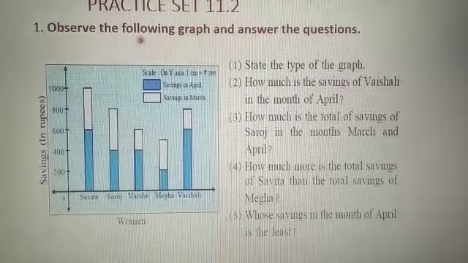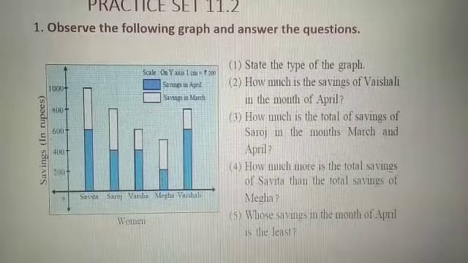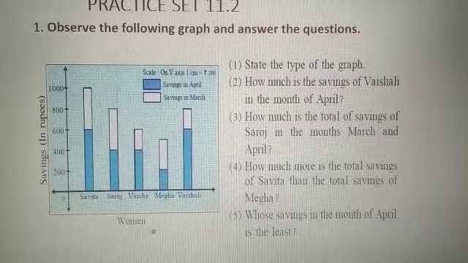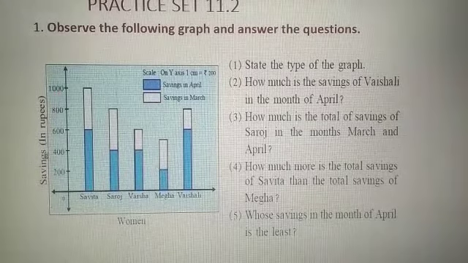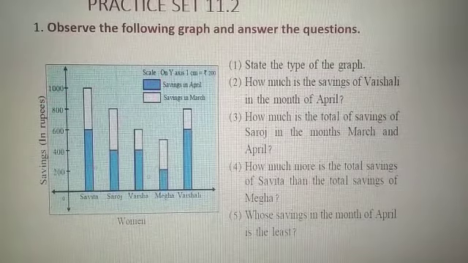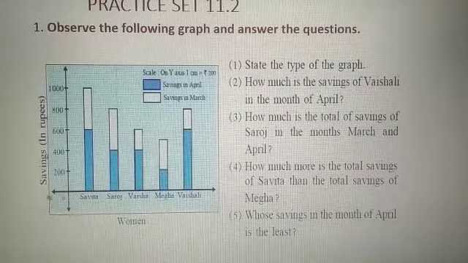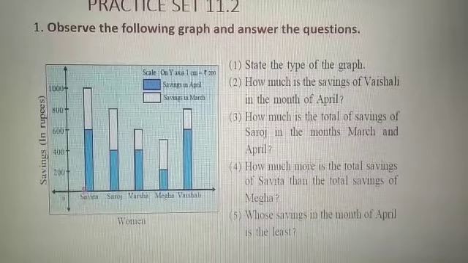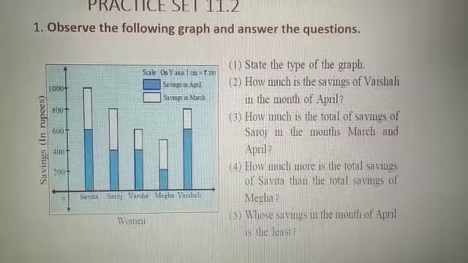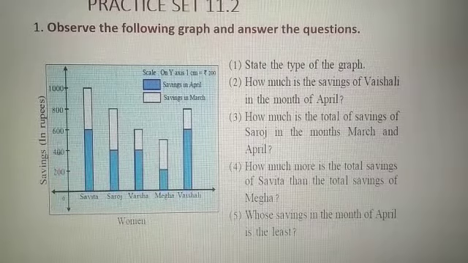Children, open your textbook to page number 71 and observe the following bar graph and answer the questions. The graph is given in the textbook. On the x-axis, women's names are given, and on the y-axis, savings in rupees. First of all, we mark the x-axis and y-axis, and this is 0, the origin, the intersection of the two axes. The first bar is of Savita, then Saroj, Varsha, Megha and Vaishali. The names of women and their savings in rupees are given.